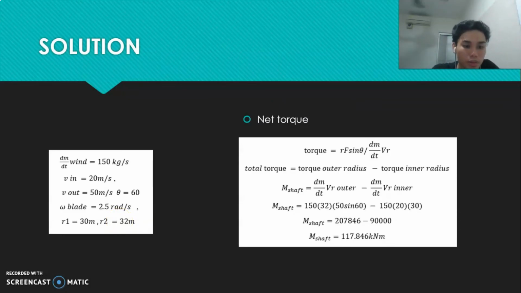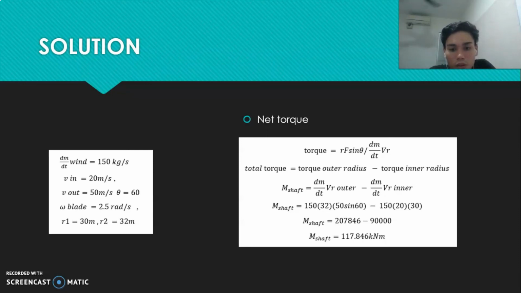For the solution part, we take out the data. We solve the net torque in the system. The torque formula is the force times radius and the angle, which is sine theta. So the total torque equals the torque at the outer radius minus the torque at the inner radius. The torque of the system is equal to the rate of change of mass with time times the velocity and radius of the outer surface, minus the rate of change of mass with time times the velocity and radius of the inner surface.